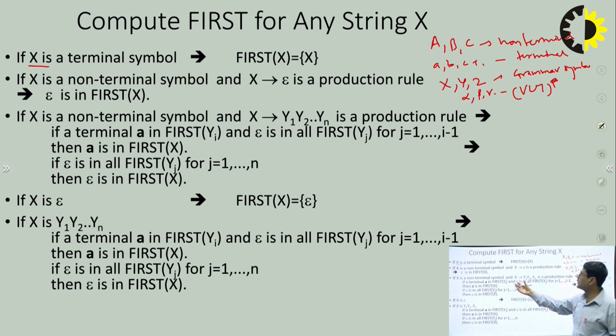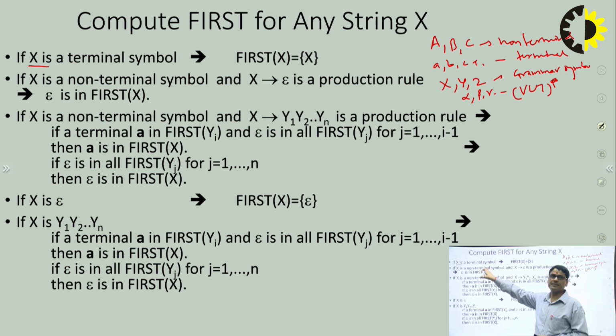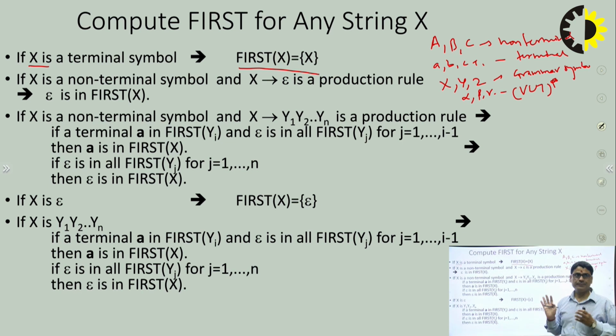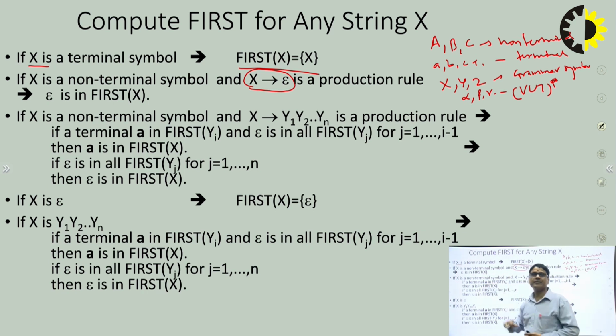So first rule is what? If X is a terminal symbol, because capital X is a grammar symbol, it might be non-terminal or terminal. So if capital X is a terminal symbol, then first of X is X. Simple. Means every terminal is first of itself. You can use any terminal anywhere as a first. Second, if X is a non-terminal and X produces epsilon, if any particular variable directly derives epsilon, then epsilon will be added in the first of X.